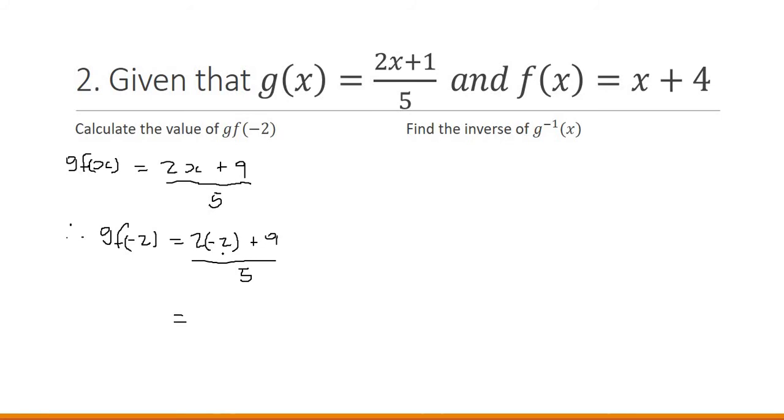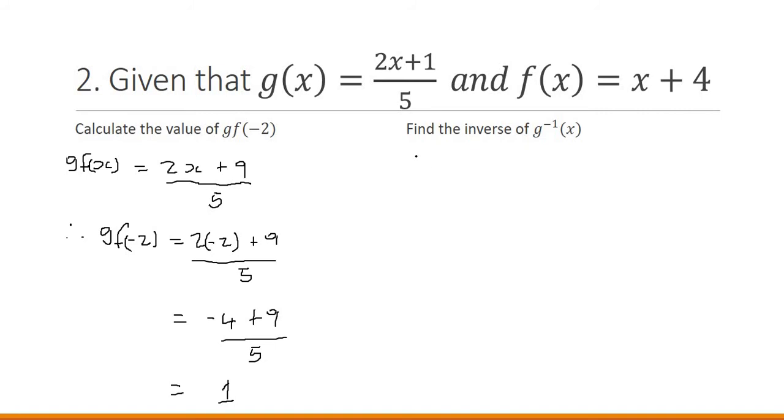So 2 times negative 2, that's going to give us a negative 4 plus 9, all over 5. And negative 4 plus 9, that's going to give us positive 5, and positive 5 divided by 5, that's going to give us 1. So therefore, g of f of negative 2 is equal to 1.